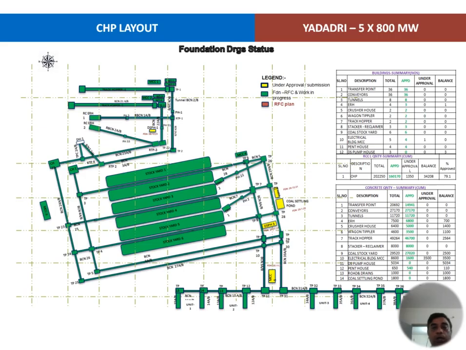This is a typical coal handling plant layout of Yadadri thermal power station, where you can see that coal is unloaded either at the track hopper or the wagon tippler. Then coal is fed to the bunker through different conveyors. There are almost 8 stockpiles for stocking the coal. Then different machines are installed here at different locations.